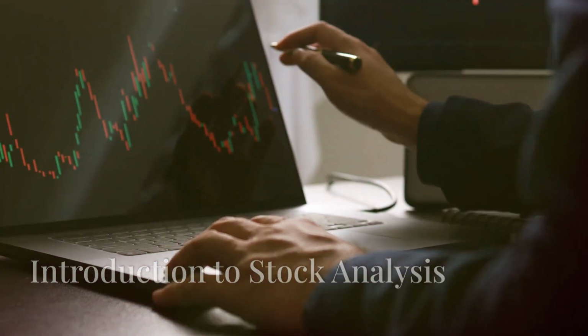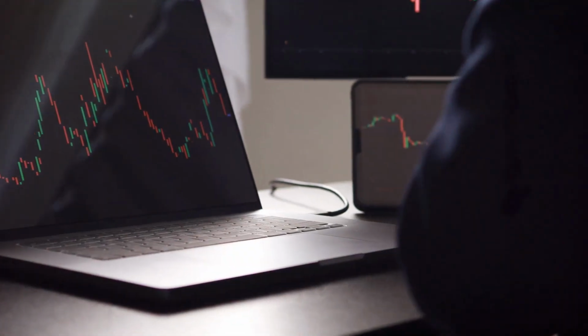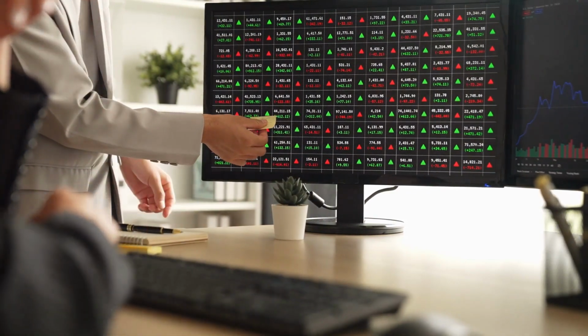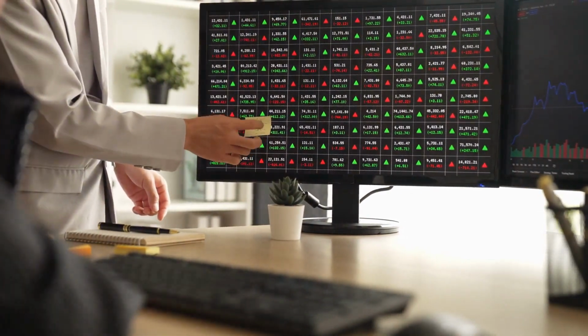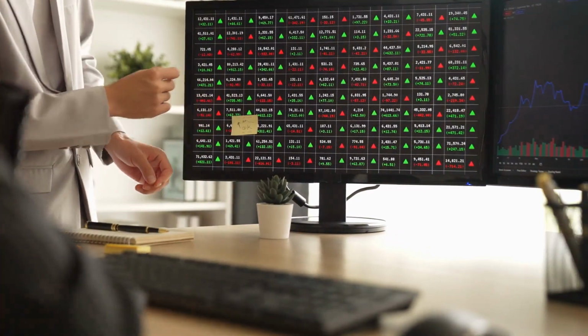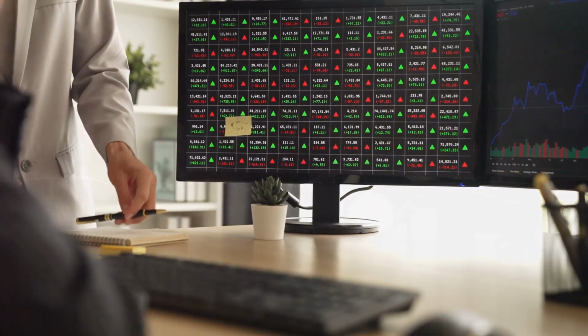Stock analysis is the process of evaluating a stock to determine its potential as an investment. There are two main types of stock analysis: fundamental analysis and technical analysis. We'll cover both in detail, starting with fundamental analysis.